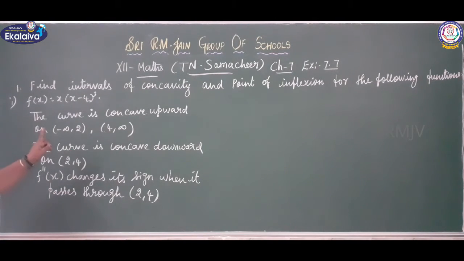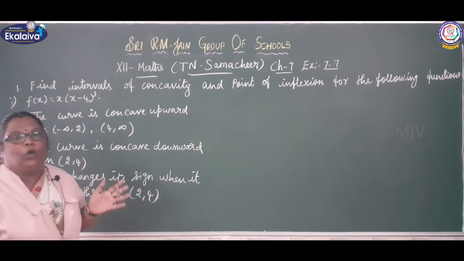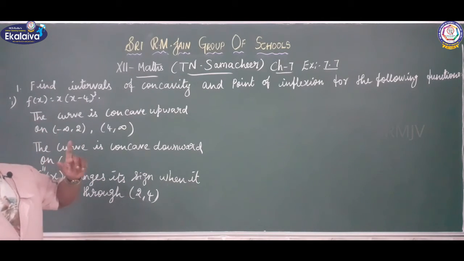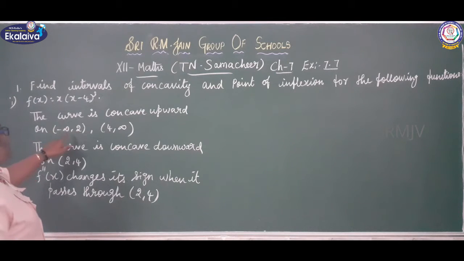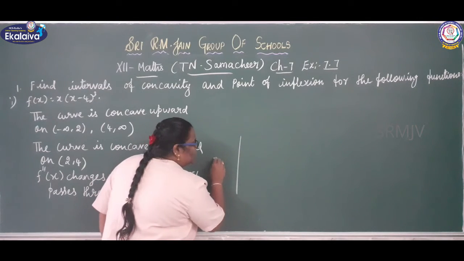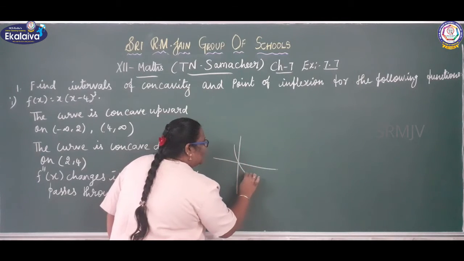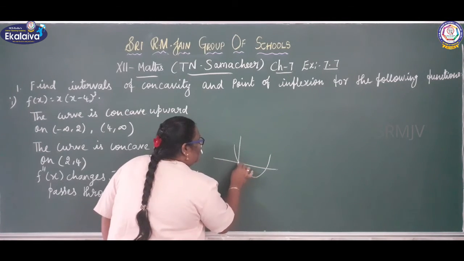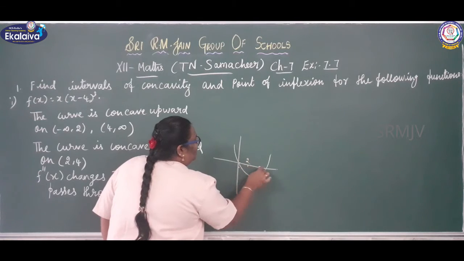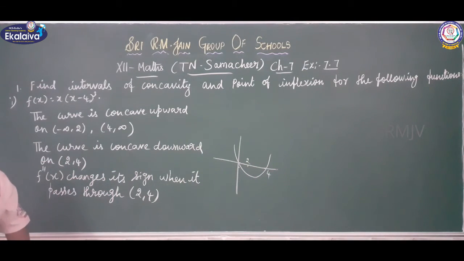See here, the curve is concave upward. We already saw the tabular column. The curve is concave upward on minus infinity comma 2 and 4 comma infinity. The curve is concave downward on 2 comma 4. Then f double dash of x changes its sign when it passes through 2 and 4.